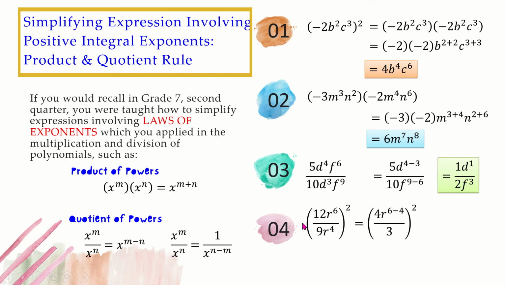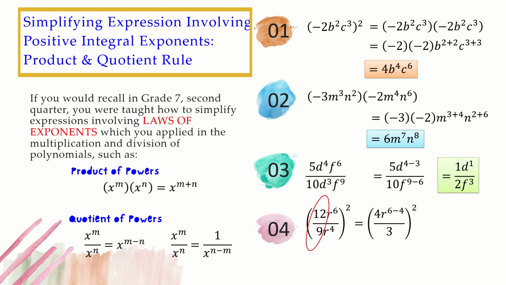So the number that can divide 12 and 9 is 3. How many 3s in 12? That is 4. How many 3s in 9? That is 3. Then since this is a quotient of powers, r exponent 6 over r exponent 4, division is subtraction. So 6 minus 4, and the r stays in the numerator. So r exponent 6 minus 4. So there is no r left in the denominator. Then copy exponent 2. So enclose it in parentheses.